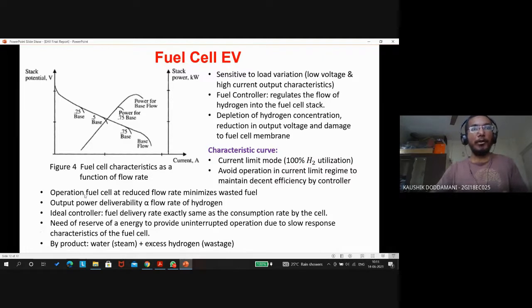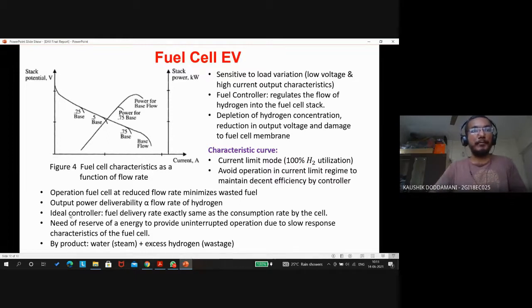And next, we have operation of fuel cell at reduced flow rate minimizes the wastage of fuel. This is just a characteristic that if you have the operation at lower rate, it will reduce the wastage of the fuel. And output power deliverability is directly proportional to the fuel rate. The more the fuel rate, the more the output power, as simple as that.